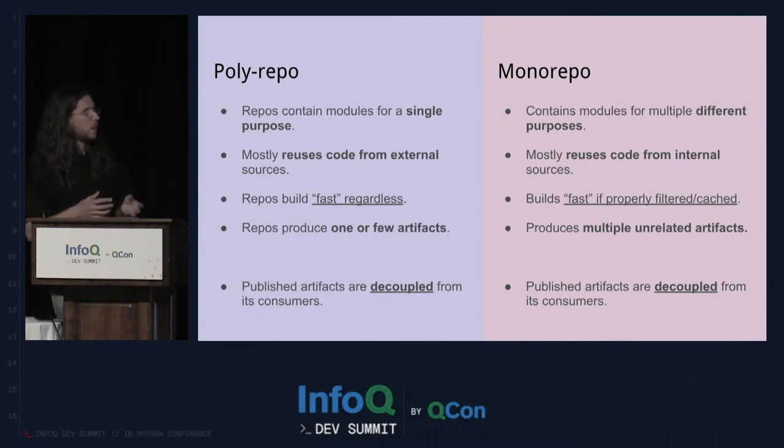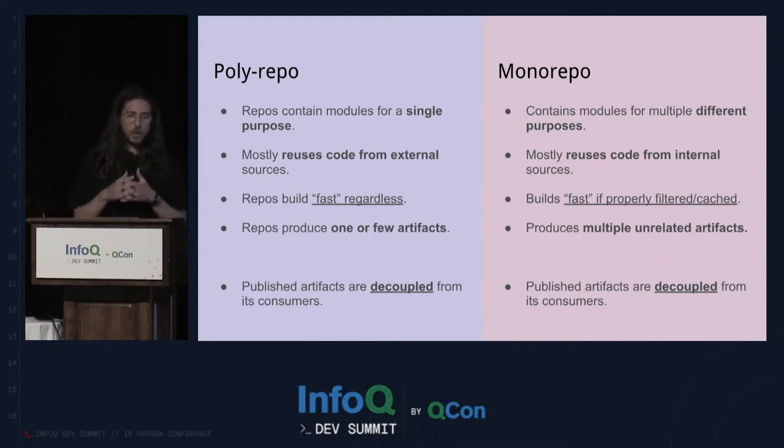Now, on a Monorepo, you have multiple modules that can or cannot be related. And the way you reuse code internally is by just pointing to a local artifact, right? And on purpose, I put that line there saying that builds can be fast on a monorepo, because if you build it right, you can always filter the monorepo and build exactly the part that you want without having to build everything else that's in there, right? That's how you scale a monorepo.